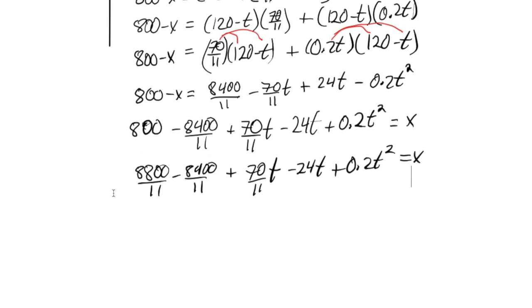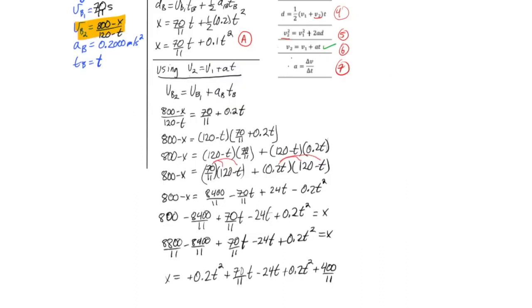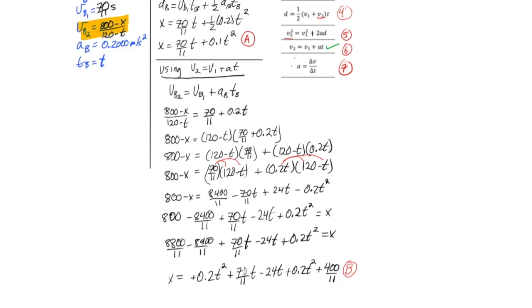So I'm going to do two more things. I'm going to turn the equation around so that the x is on the left-hand side. So basically just do a 180, and I'm going to combine these two terms. So we get x equals 0.2 t squared plus 70 over 11t minus 24t plus 400 over 11. Okay, and we're going to call that our equation B. Oh boy. So now we've got our equation A up there. We have our equation B down here.